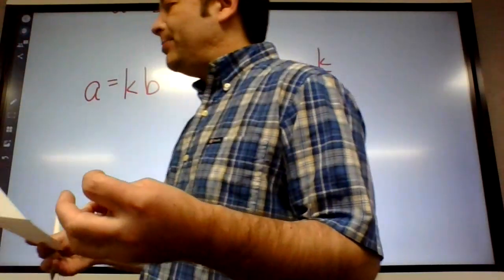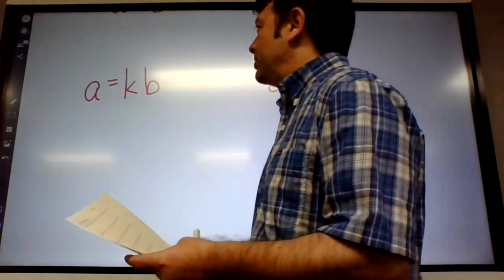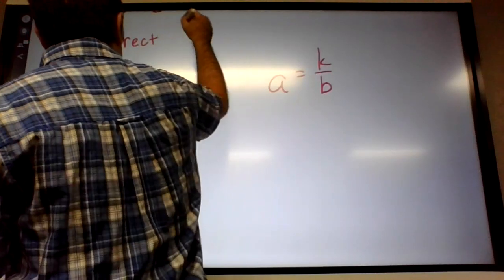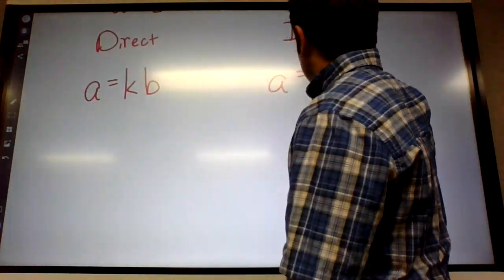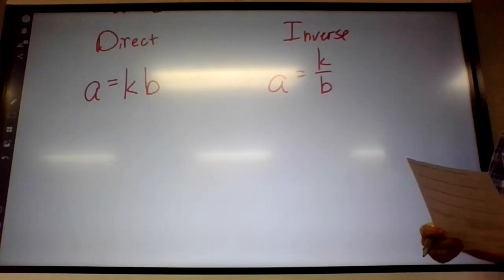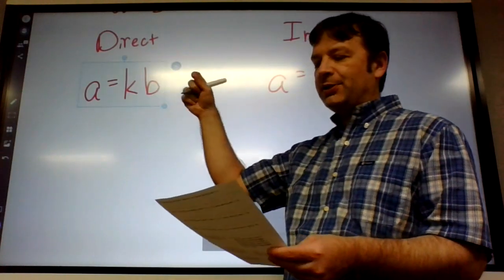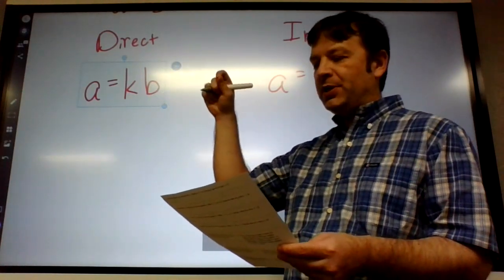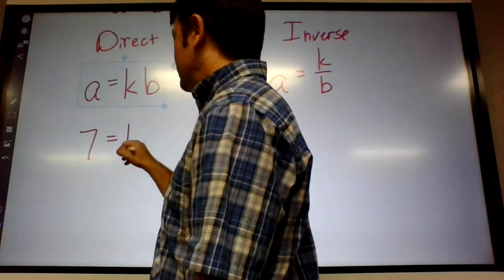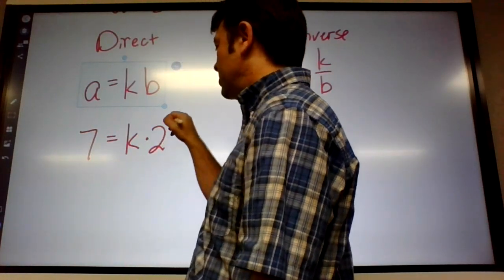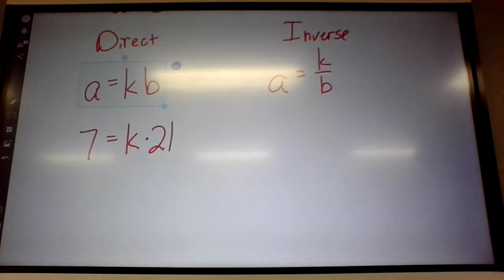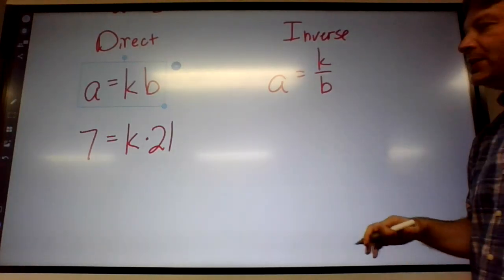2 quantities A and B vary directly. So which one are we going to use? This one. Okay, A and B vary directly, so we're going to use this formula. Then it says when A is 7, B is 21. We can use that information to figure out what K is, what the constant of variation must be.